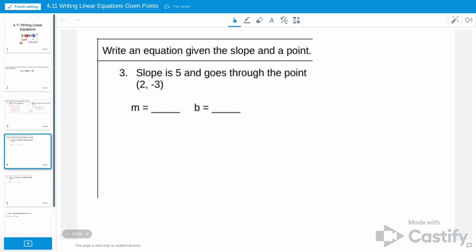So this one, write an equation given the slope and a point. And so this isn't as straightforward. (2, -3) isn't on our y-axis, so that's not going to be my b. But I know that my slope is 5. And then I have a point. And so remember that my point represents my x and my y. So I can plug in everything I know into that formula, y equals mx plus b, and then I can solve for b.